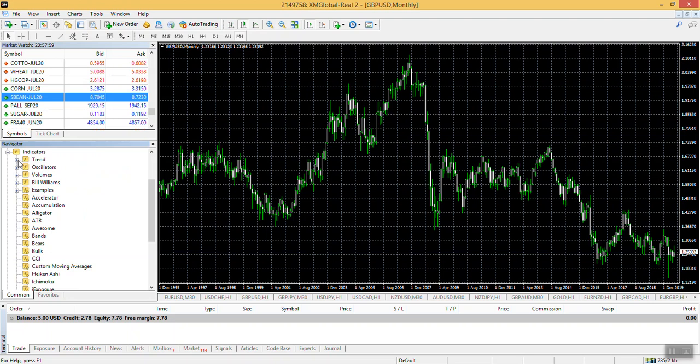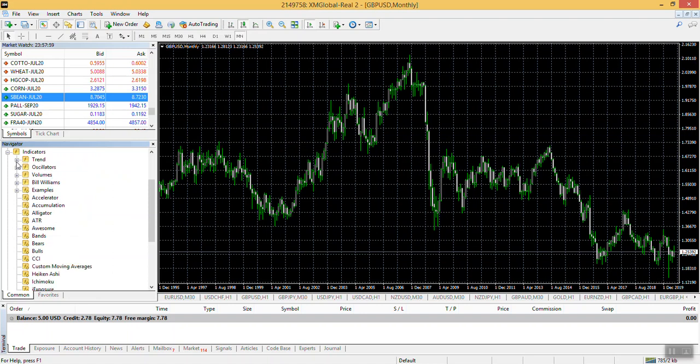Now the first here is the trend indicators. Now these are all the trend indicators. We have the average directional moving index, we have the Bollinger Bands, we have the envelopes, we have the Ichimoku, we have the moving average, we have the parabolic SAR, and we have the standard deviation.